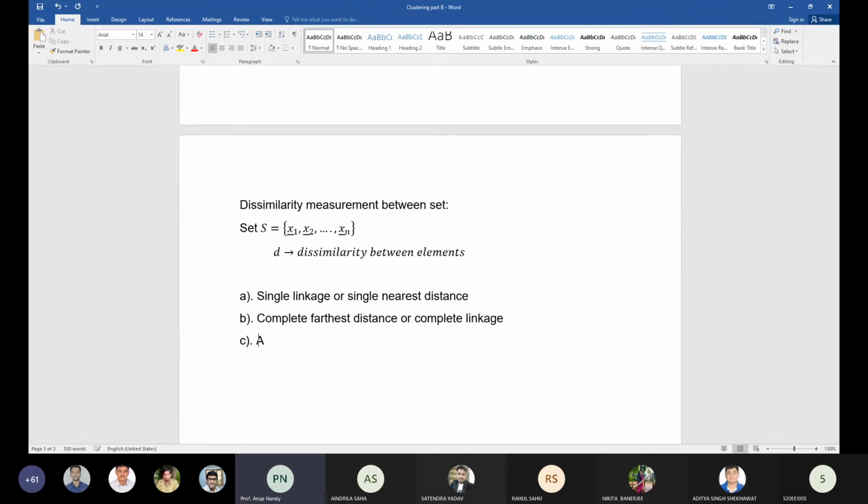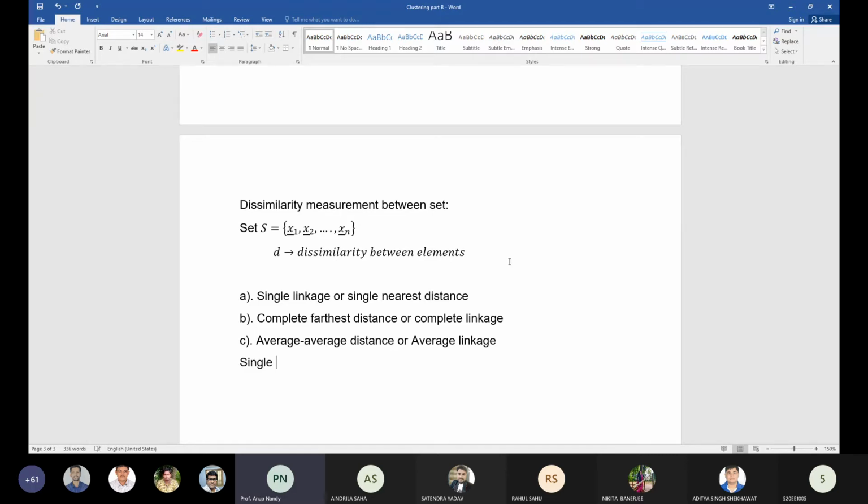Next, average distance or average linkage. Okay, so now what does it mean, single linkage? Suppose I just explain to you, now explain one by one.